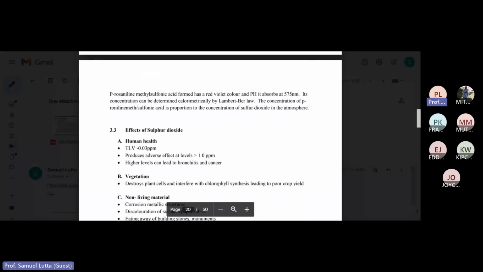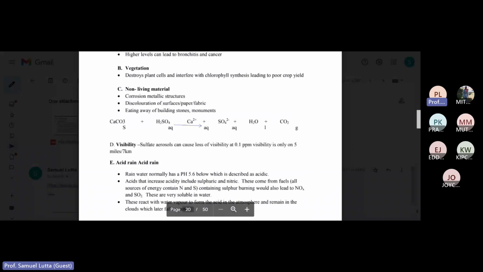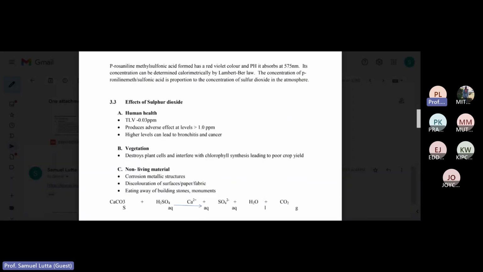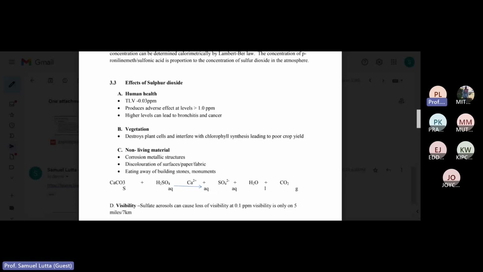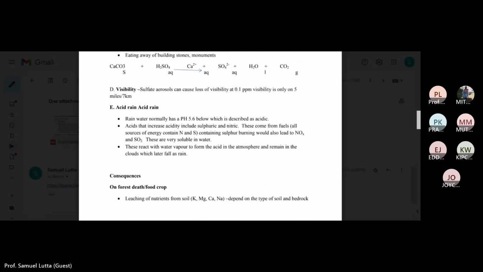And then we talked about the effects of sulfur dioxide. When you see sulfur dioxide, just think about acid rain. How does it affect human beings? It destroys plants. When you have excess acid, it interferes with the formation of chlorophyll, leading to poor crop yield. For non-living things like materials, of course, the effect is corrosion. And when you have sulfate particles, visibility becomes a problem.